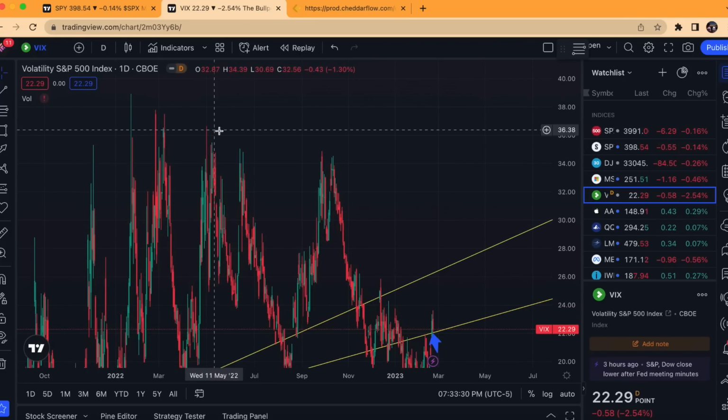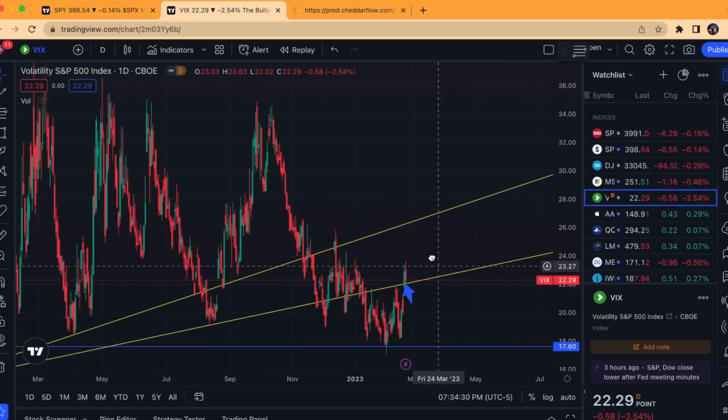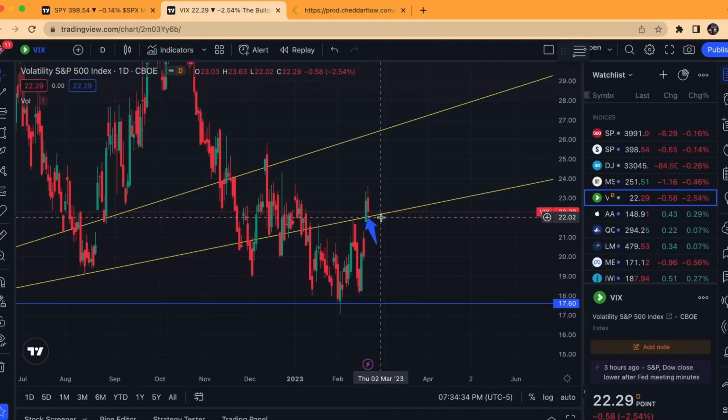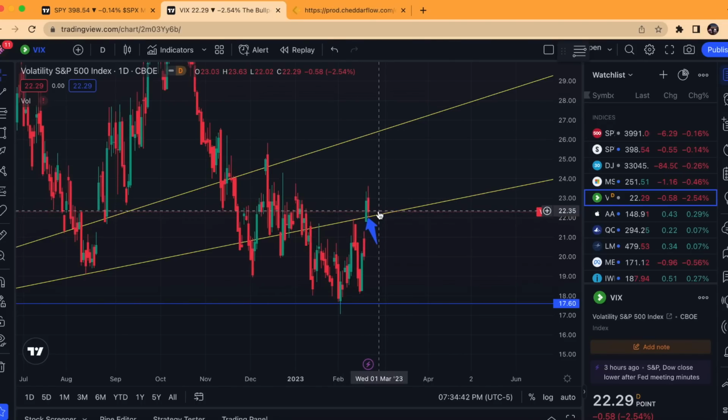So you can see with the wicks from up here. Additionally, if we have a weekly close above this yellow trend line, which right now we are above, but 2 days left in the week, that would confirm upside to around this 26 level, which is the next trend line. Yes, that seems like a drastic move. However, this trend line is very significant.